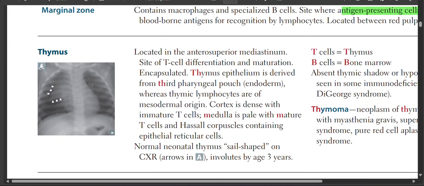Next, we have the thymus. Before we talk about the thymus, I have a question. Is the thymus a primary or a secondary lymphoid organ? It's a primary, right? Yes, it is a primary lymphoid organ. And additionally, it is also responsible for the maturation of the T cells.